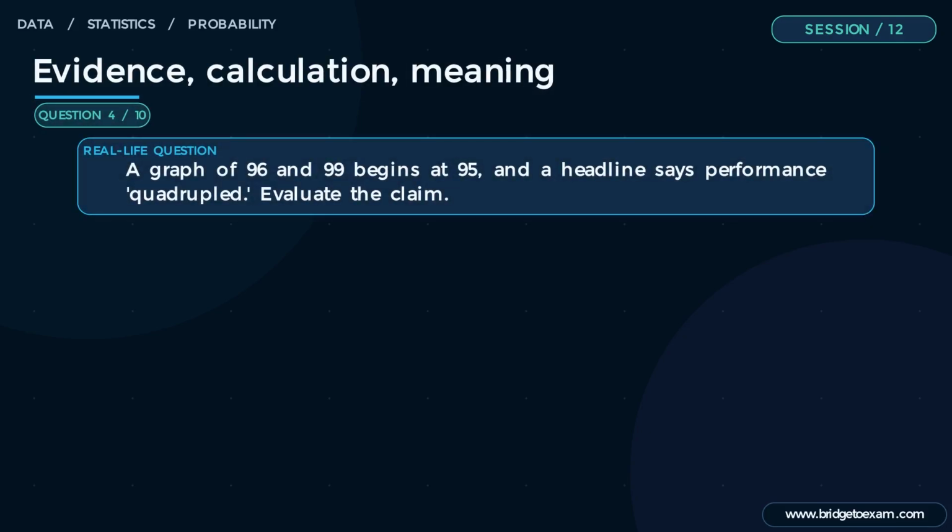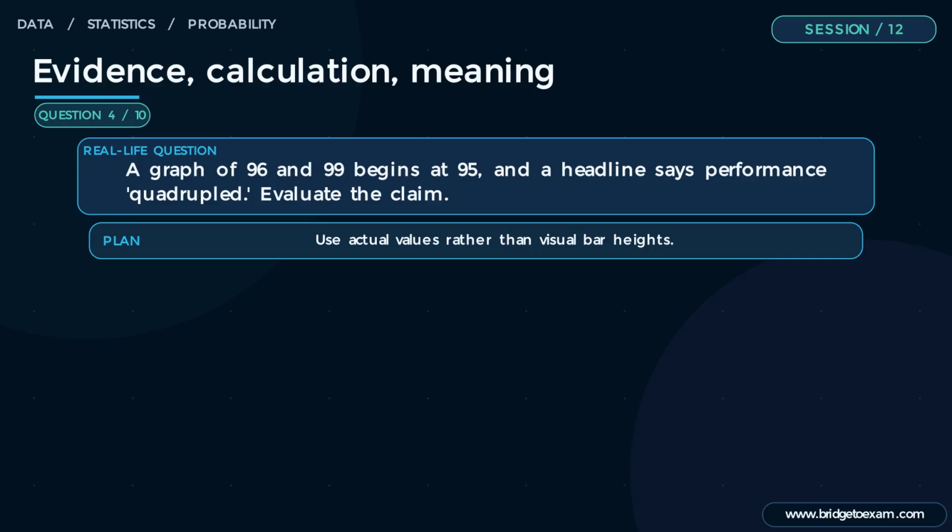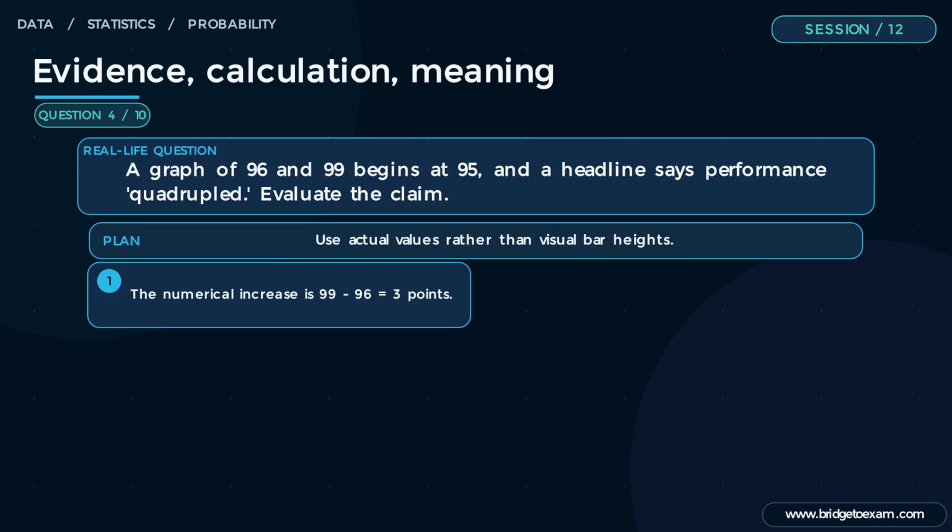Example 4. A graph of 96 and 99 begins at 95, and a headline says performance quadrupled. Evaluate the claim. The bars make category magnitudes visible on one common scale. Plan. Use actual values rather than visual bar heights. Step 1. The numerical increase is 99 minus 96 equals 3 points.